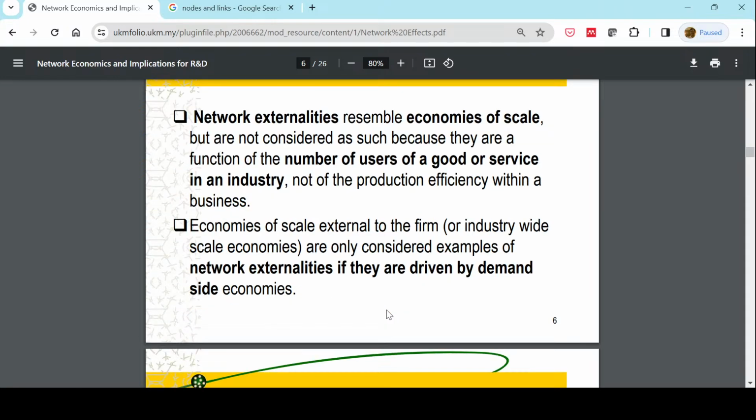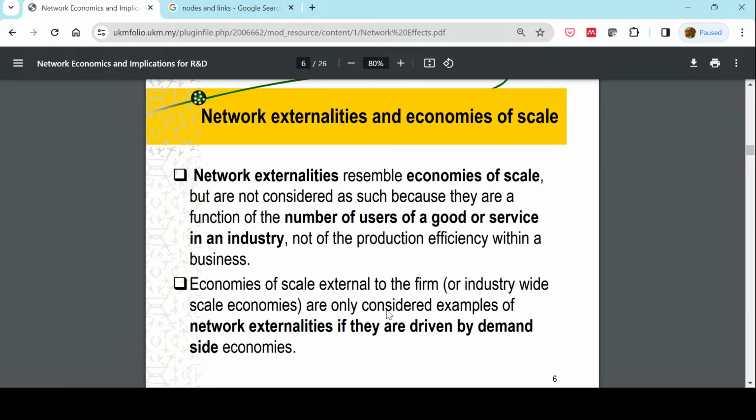Next, network externalities resemble, or look like, the same. When we use the word resemble, it means they are not the same. Resemble means not the same, but they look alike. Network externalities resemble economies of scale, but are not considered as such.